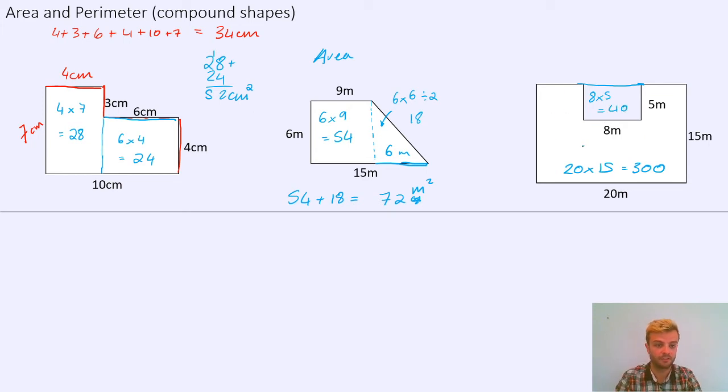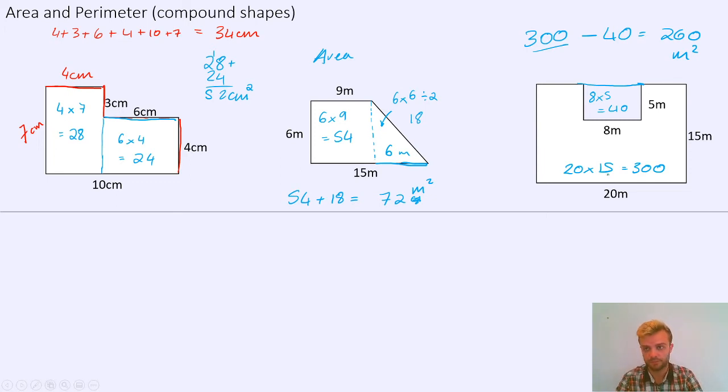So the area of the part that I'm actually looking for, the area of the big white part with the rectangle taken out, is going to be the area of the big white part subtract the rectangle that was taken out. So it's going to be 260 meters squared, because it's meters again this time.